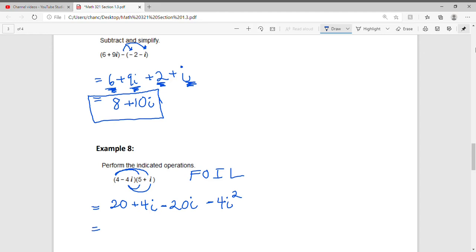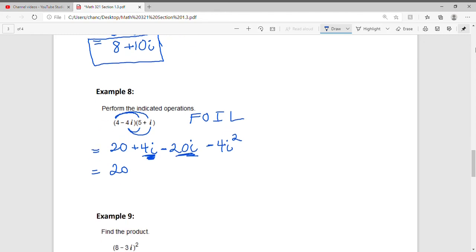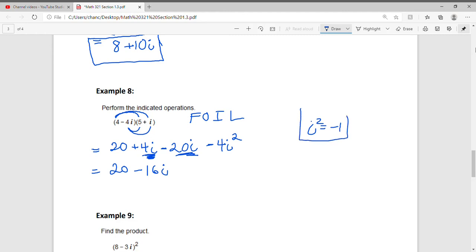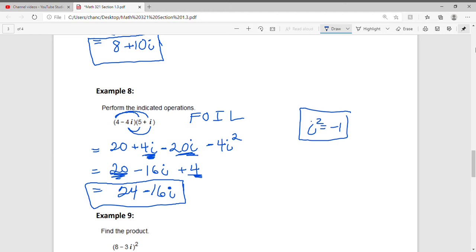Now let's simplify. I have 20. Well, 4i minus 20i, that's negative 16i. And recall that i squared, again, is equal to negative 1. So I can multiply negative 1 times negative 4. That gives me a positive 4. So we can now collect the 20 and the 4 together. Makes us 24 minus 16i. And that completes example 8.